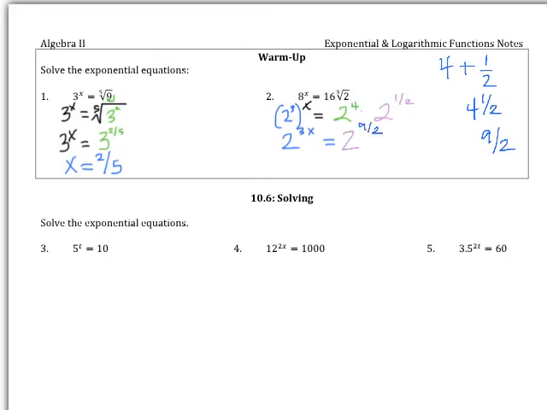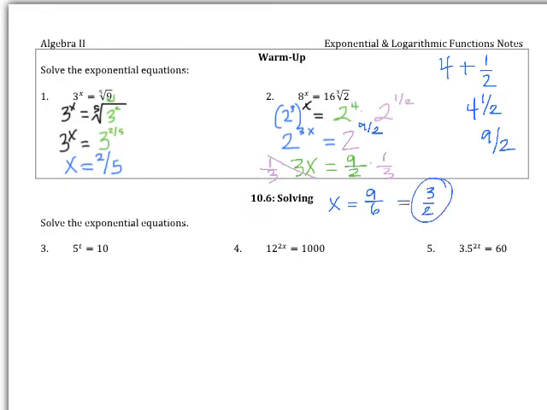And so now, just like in number 1, I know that those exponents have to be equal since the bases are the same. So 3x has to be equal to 9/2. Since the other side of my equation is a fraction, I should be thoughtful about how I get rid of this 3. Let's multiply by 1/3 on both sides. So that way I get x equals 9/6, which then reduces to 3/2.